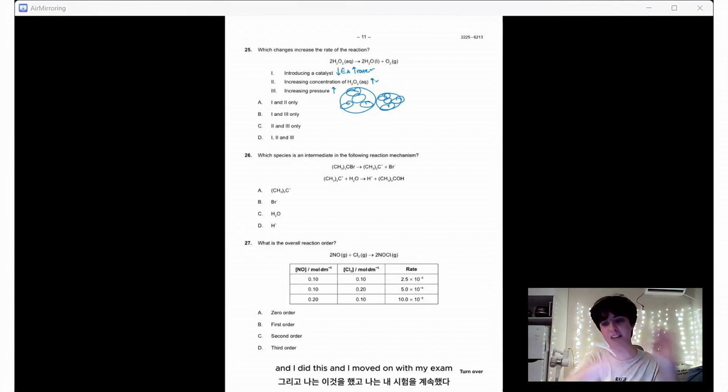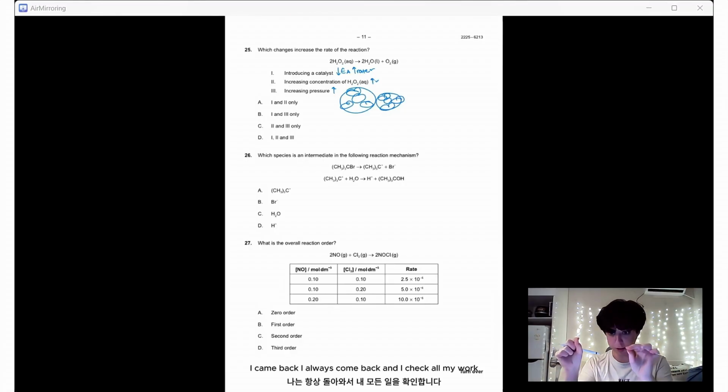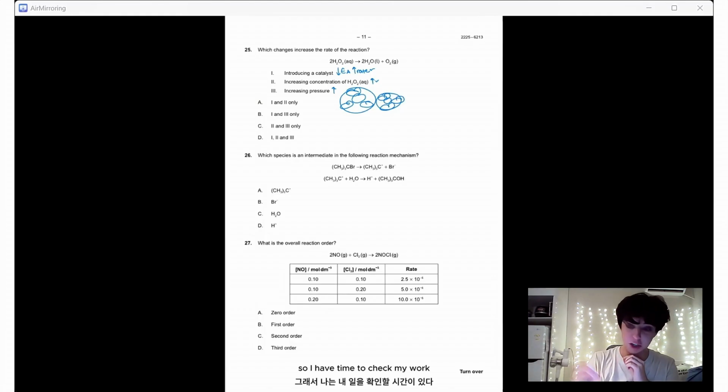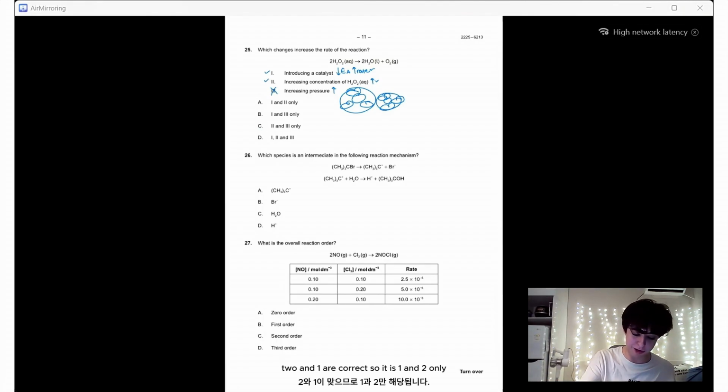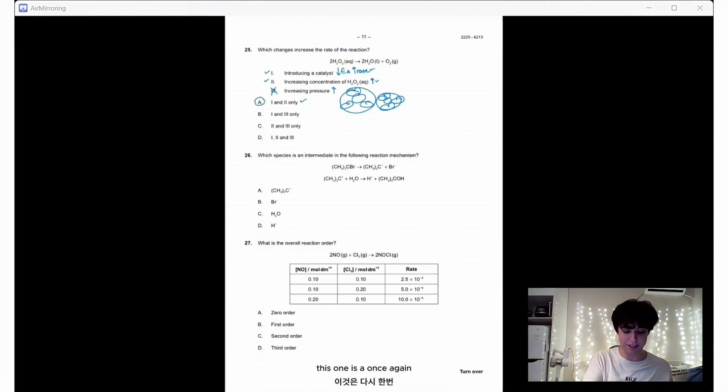And I did this and I moved on with my exam. And then when I took this myself, I came back. I always come back and check all my work if the time allows, which I always make sure I have. I'm looking at this and I go, wait, in this reaction, hydrogen peroxide is aqueous, liquid. So our reactants, the things crashing into each other, are liquids. So pressure doesn't matter. So 3 is actually not correct. 2 and 1 are correct. So it is 1 and 2 only, meaning that the right answer is A.